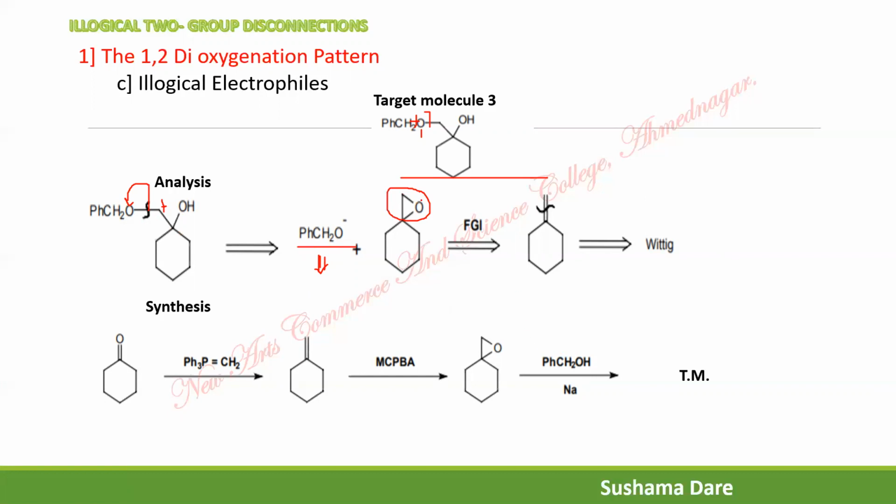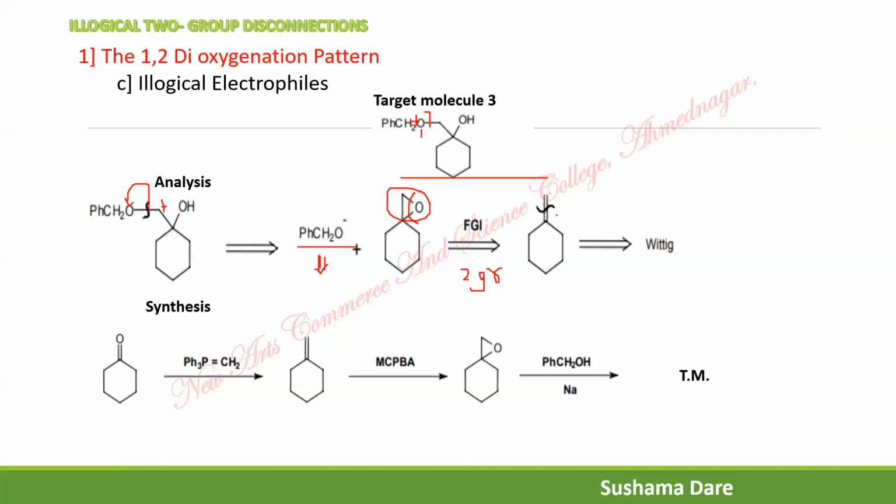Now what is the name? It is a retro ring opening reaction. So ring opening reactions, it is a two group disconnection. For the retro reaction of epoxide, which functional group do we need? We need a double bond plus epoxy oxygen. So what is the source for this epoxy oxygen? Just now in the previous slide we discussed, it is metachloroperbenzoic acid. So this epoxy oxygen is coming from metachloroperbenzoic acid, and then we need a double bond for that.